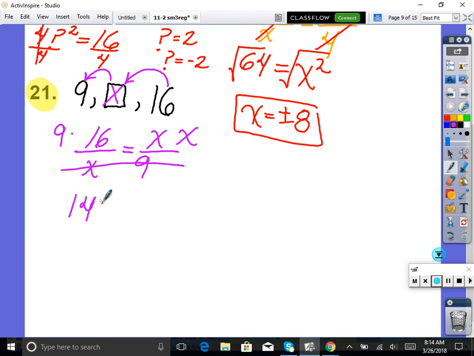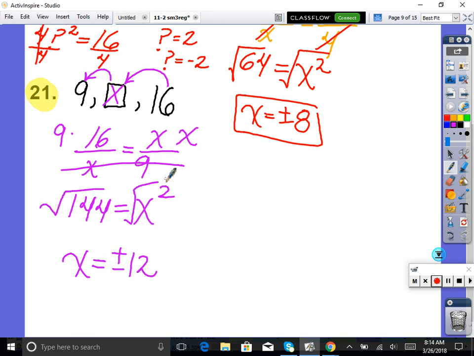144 is equal to x squared. Therefore, x is equal to plus or minus 12, because we would square root both sides. So we don't know. It could be positive or negative 12. Now that is what's called finding a geometric mean, a geometric average. We're finding the average, the middle thing between those, but it's geometric.